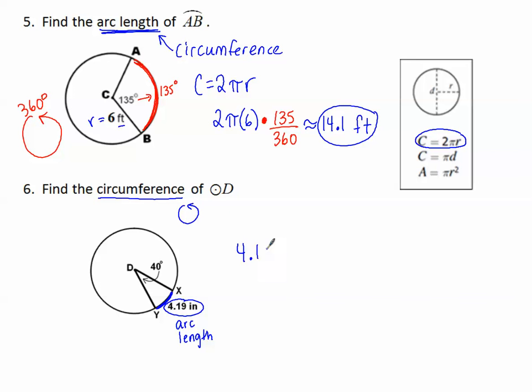So our circumference, our arc length, to get to the entire way around the circle, we're going to do like what we did here, but multiply by the reciprocal, 360 divided by that central angle, or that arc measure, 40 degrees. Now we go to our calculator, and that's 37.71 inches.